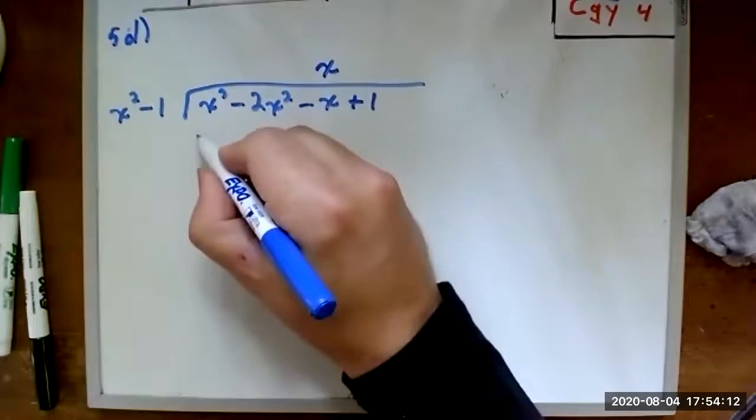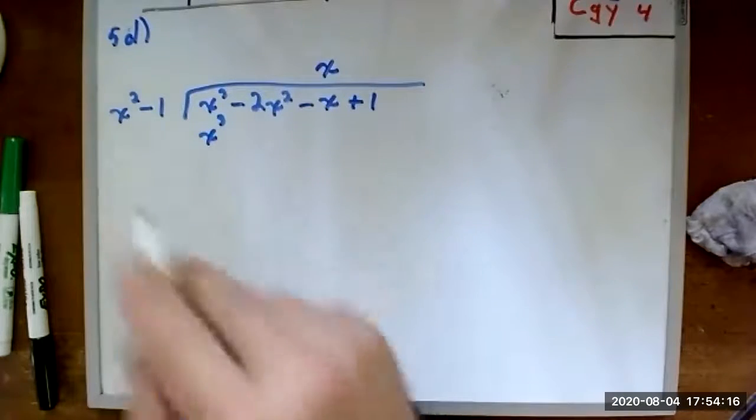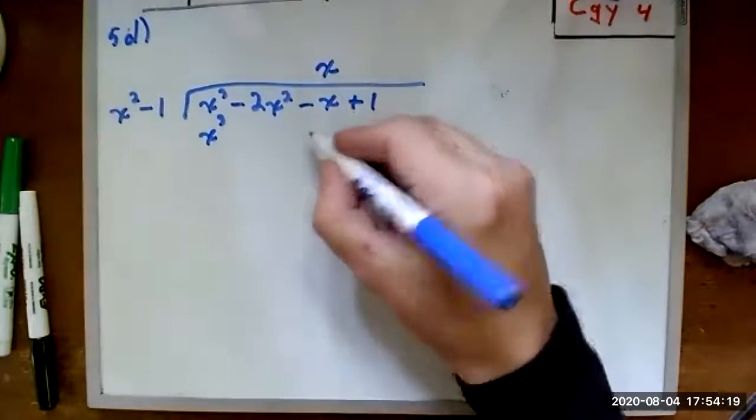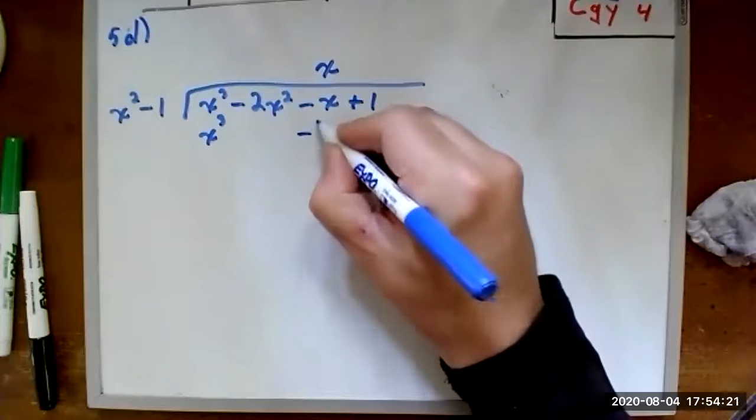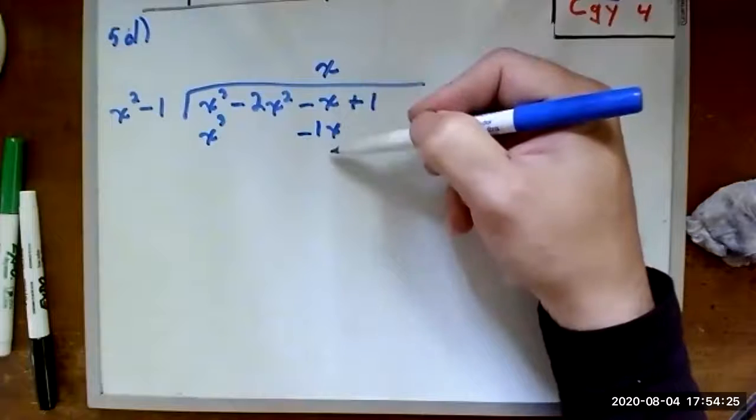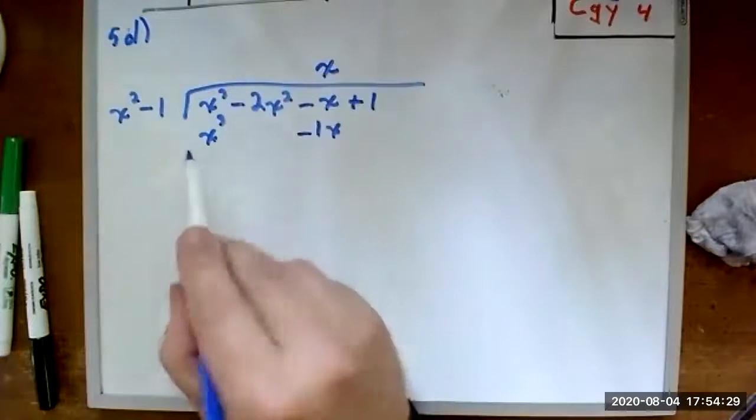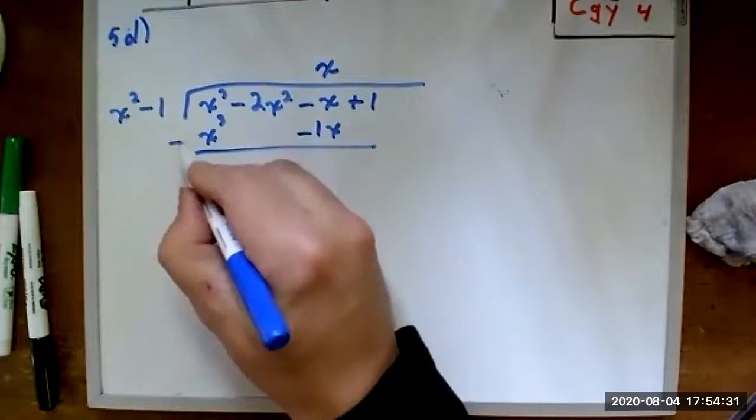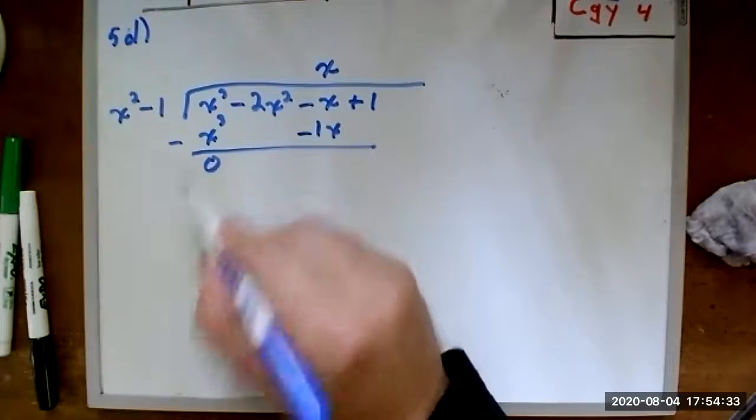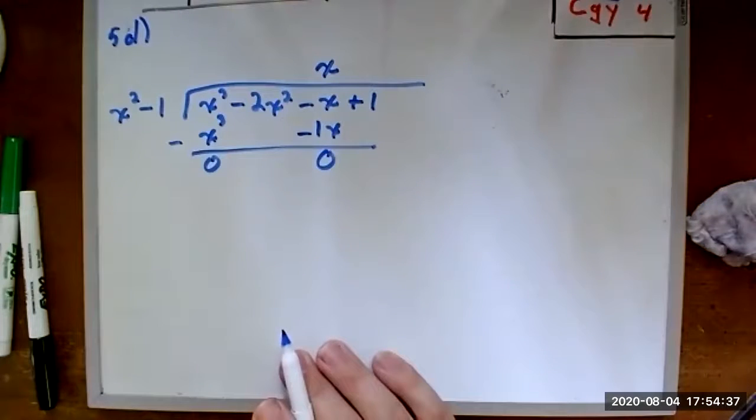Okay, same way to start. What do I multiply x squared by to turn it into an x cubed? I'm just going to multiply it by x. And when I do that, I get an x cubed here. X times negative 1, though, is just minus 1x, and I line that up under the x that I've got. So we're lining up under things with the same powers.